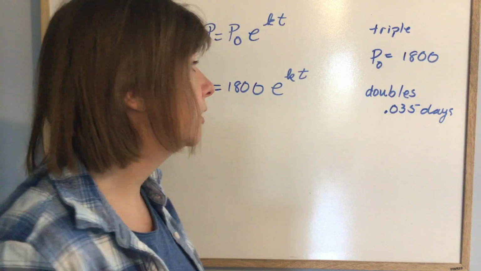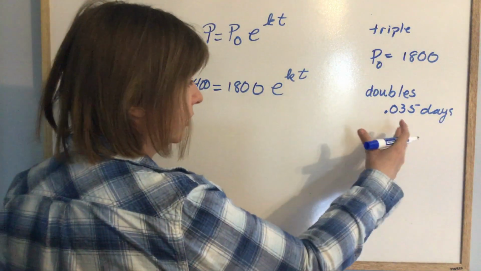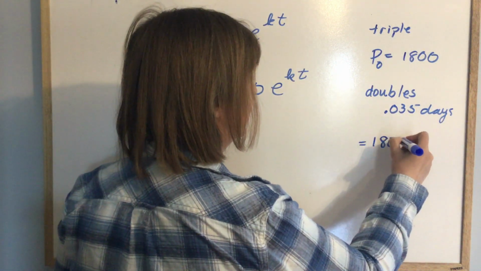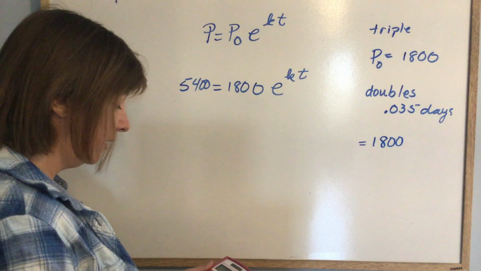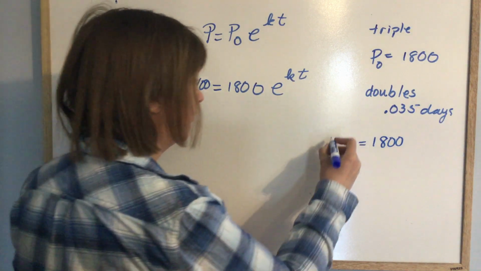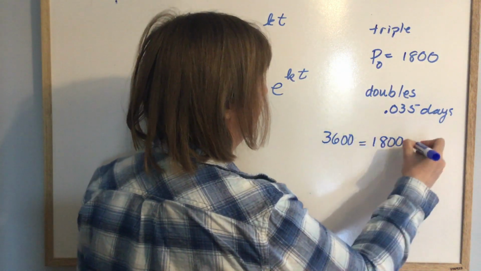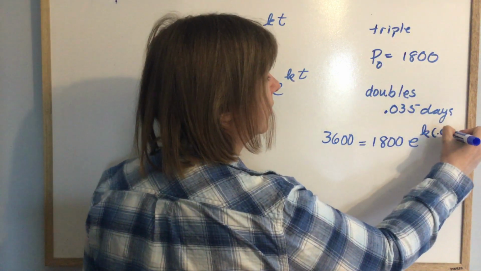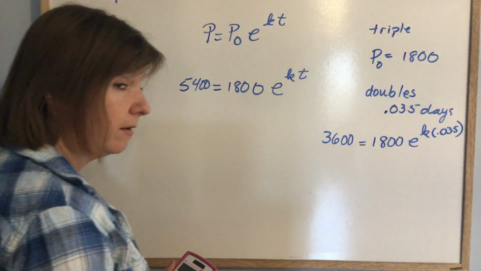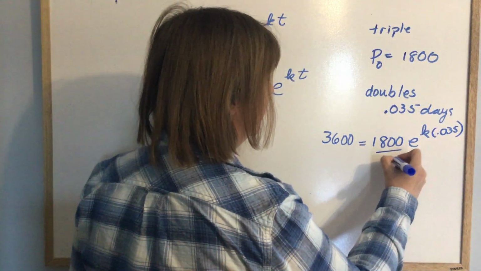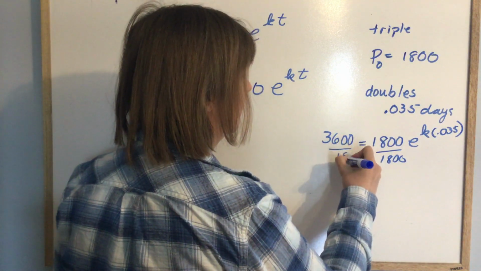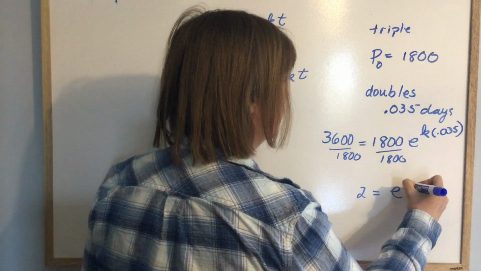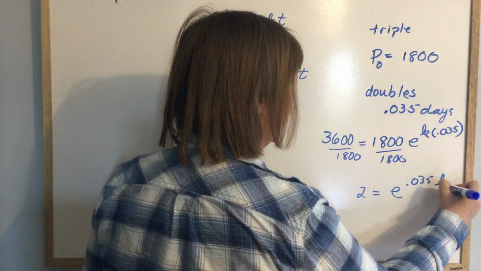every 0.035 days. So let me just go over here for a minute. My population doubles, so if it starts at 1,800, it doubles. 1,800 times 2 is 3,600. E, and I don't know what the K is, but I do know the time. It's 0.035 days. So I'm going to divide this by 1,800, and I'm going to divide this by 1,800. So I have 2 is equal to E to the 0.035 K.